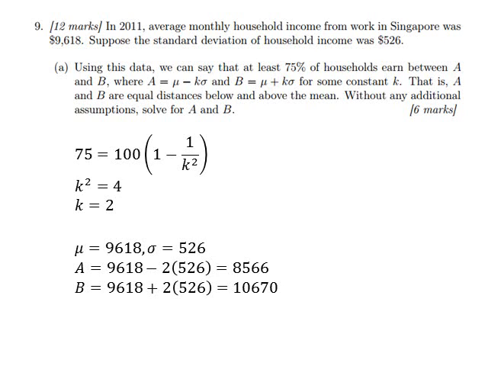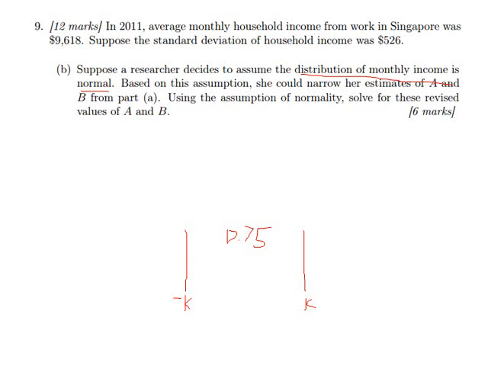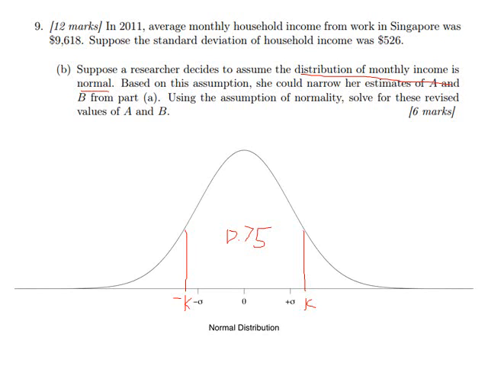Okay, so this concludes part A of the question. Now let's take a look at part B. In part B, we are now told that there's a distribution assumption of normality. The researcher assumes the normal distribution, and we want to find the new estimates of A and B. Okay, so the normal distribution looks something like this.